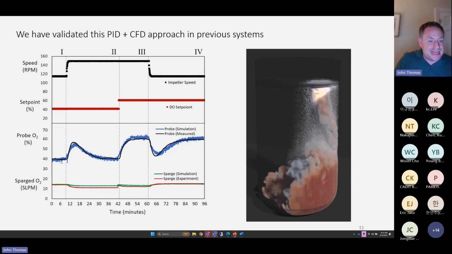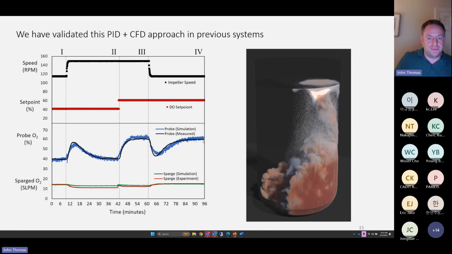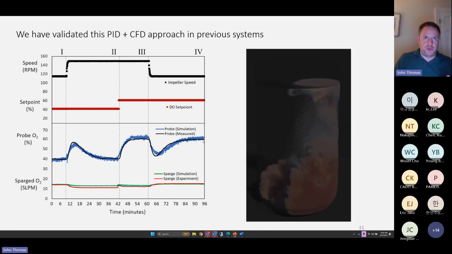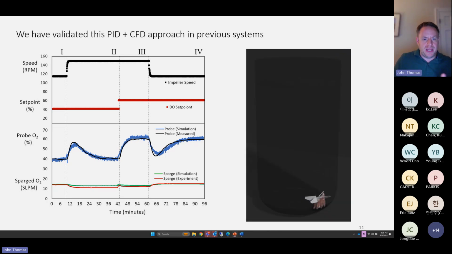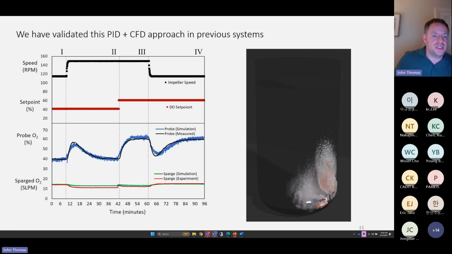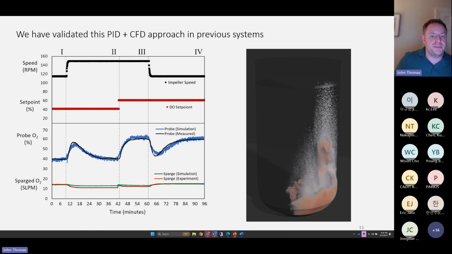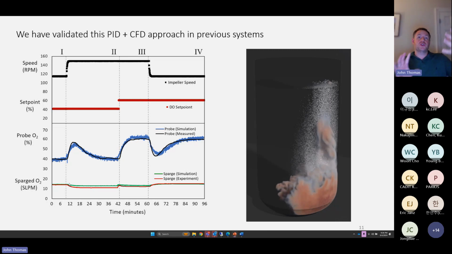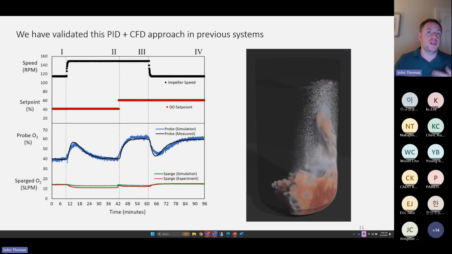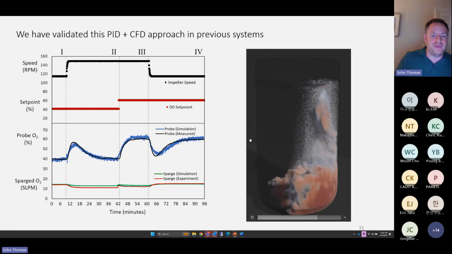Now, importantly, the black data here was always measured experimentally. And with no parameter tuning and no adjustment between runs, the blue is exactly what the simulation did. Okay, look what we're getting right. We're able to predict the recovery times of the system in response to step changes in DO set point and impeller speed. We're able to predict the excursions from target set point value. And to within about 10%, we're able to even predict what sort of gas flow rates the system is going to need to achieve the target set point values.